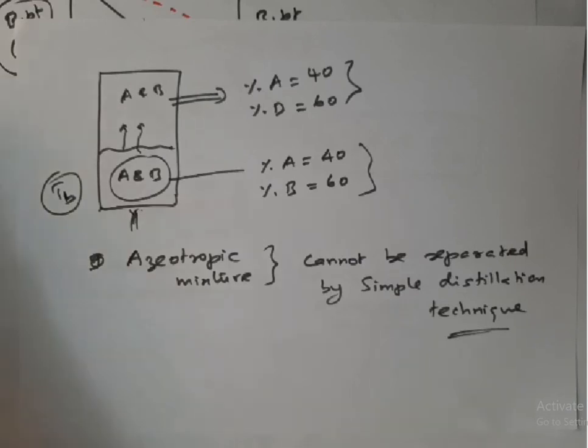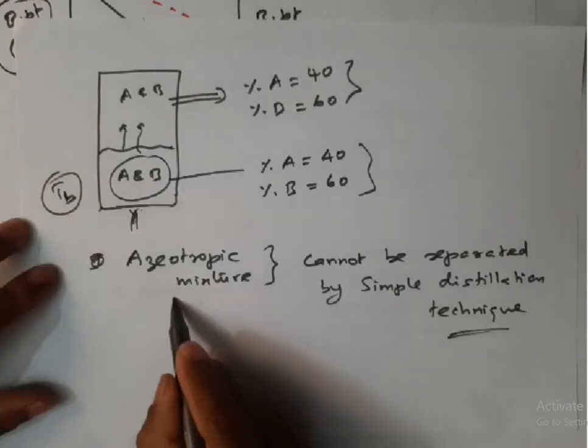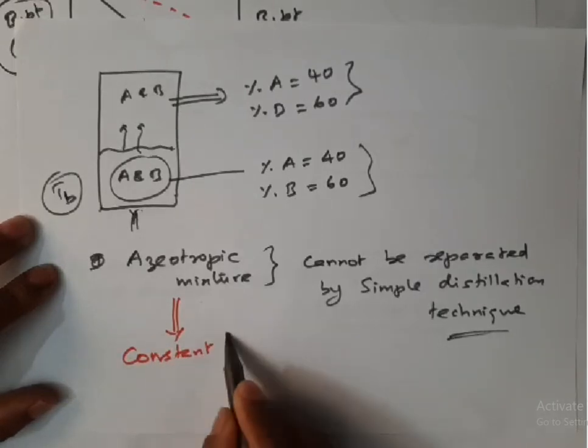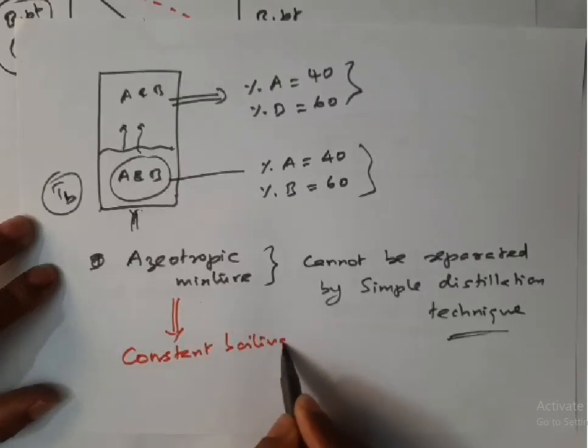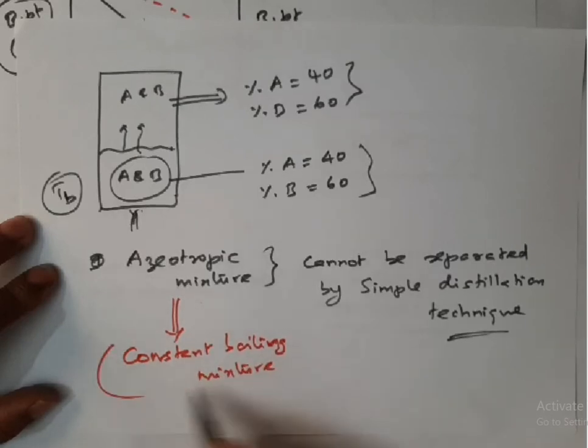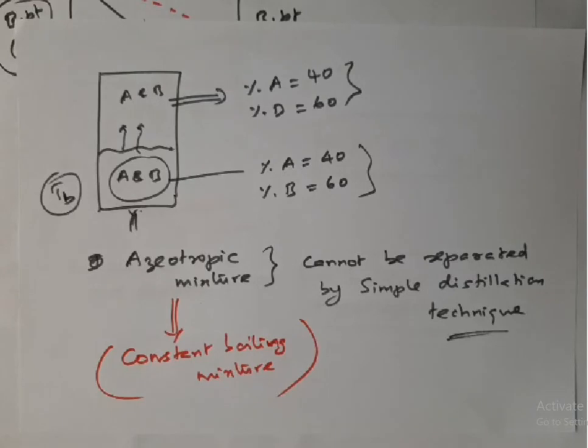You can say it the other way. An azeotropic mixture is also called a constant boiling mixture. What is meant by constant here, student? What is meant by that? Why are we saying constant?